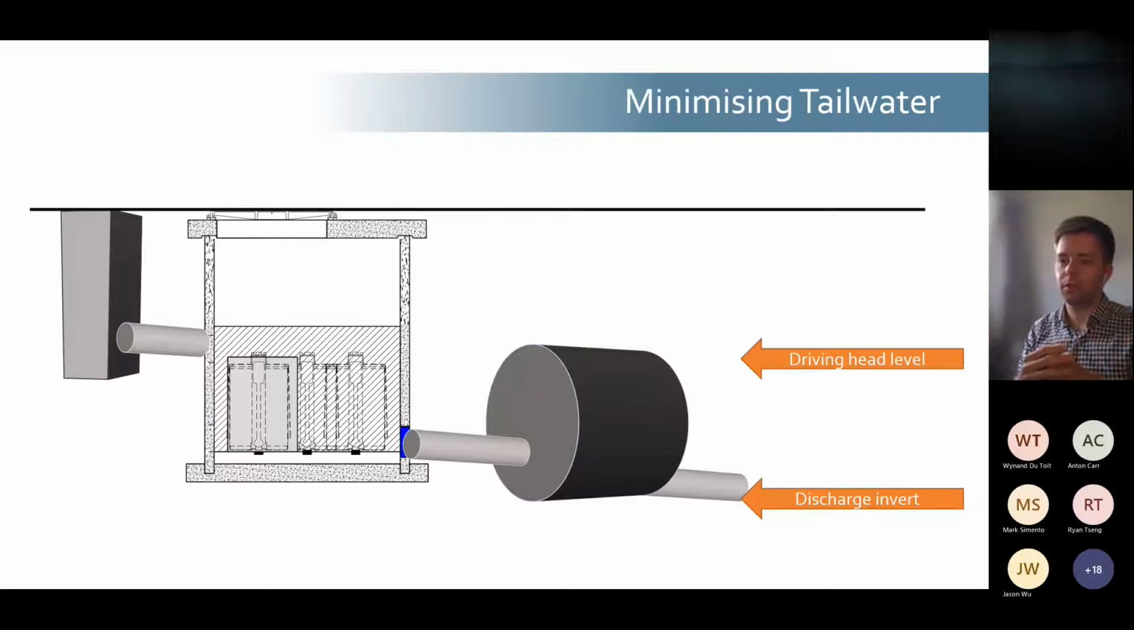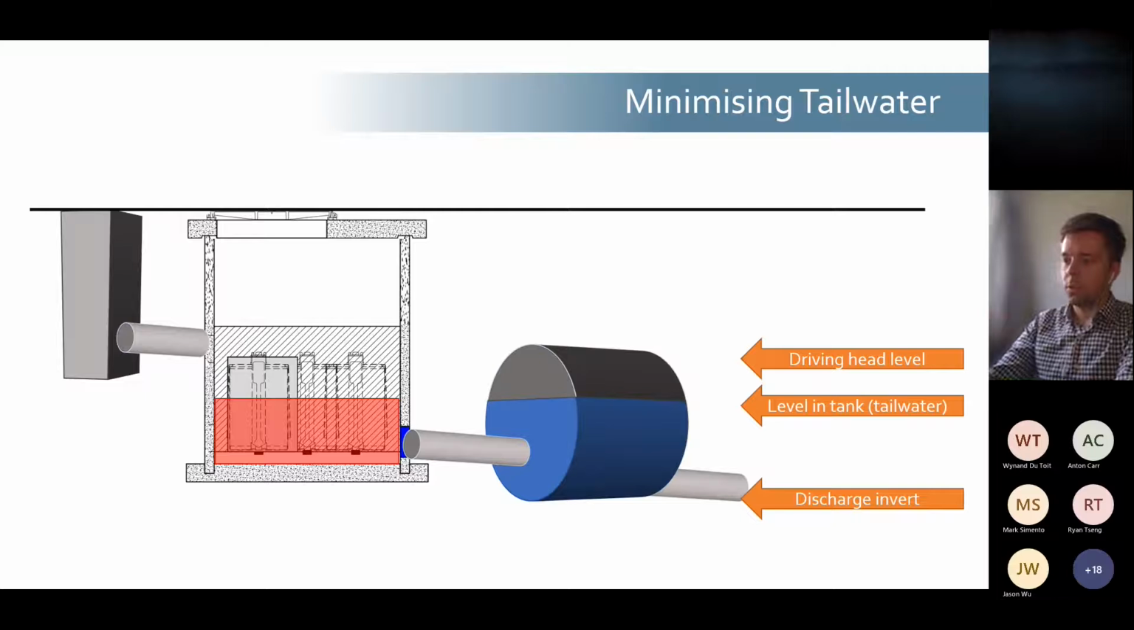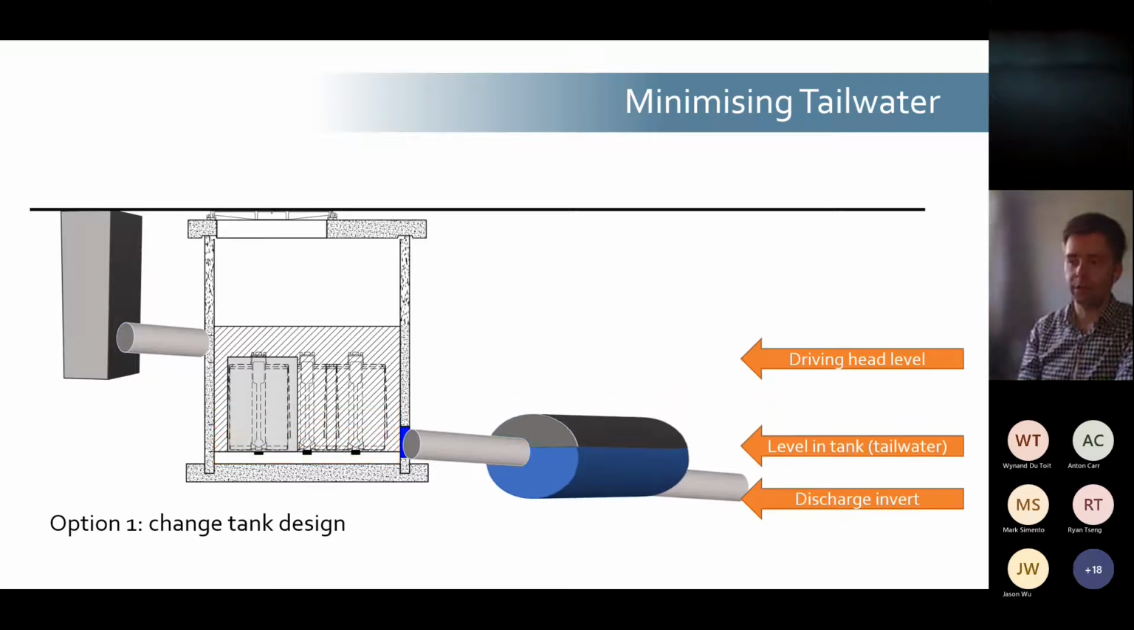Well, if we take, for example, this cross-section of a catch pit to a StormFilter to a detention tank, you've got the discharge invert from the detention tank and the driving head level. As there's water in the detention tank, that acts as tailwater onto the StormFilter. So the first option is to change the tank design. We can lower the level of the tank, whether you lower the outlet or you change the tank to a shallower tank, to reduce the tailwater acting from the tank onto the StormFilter.